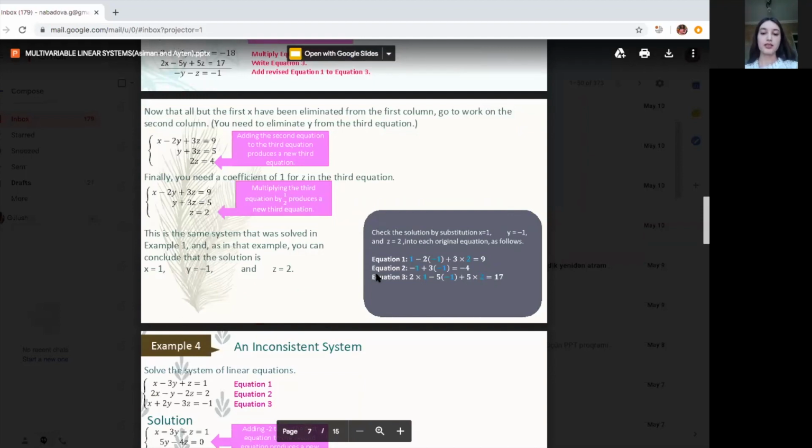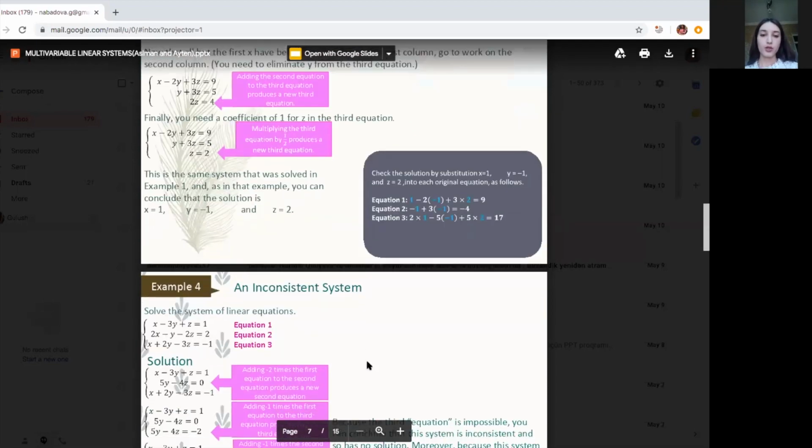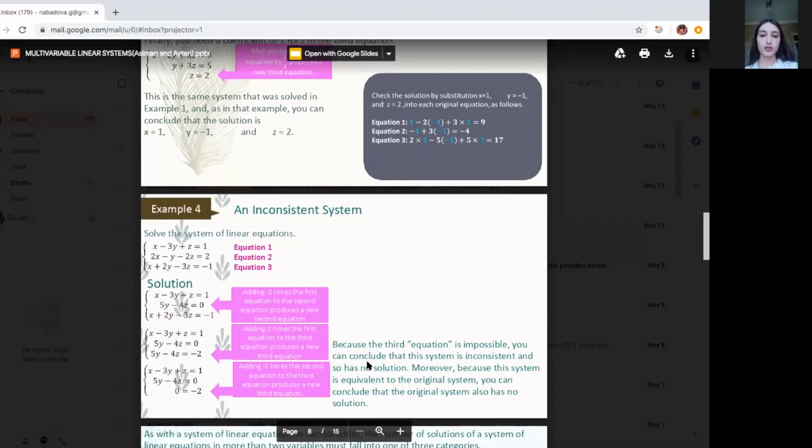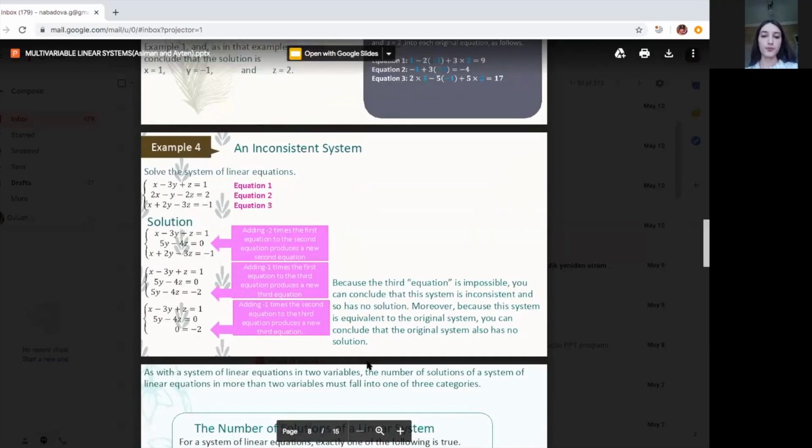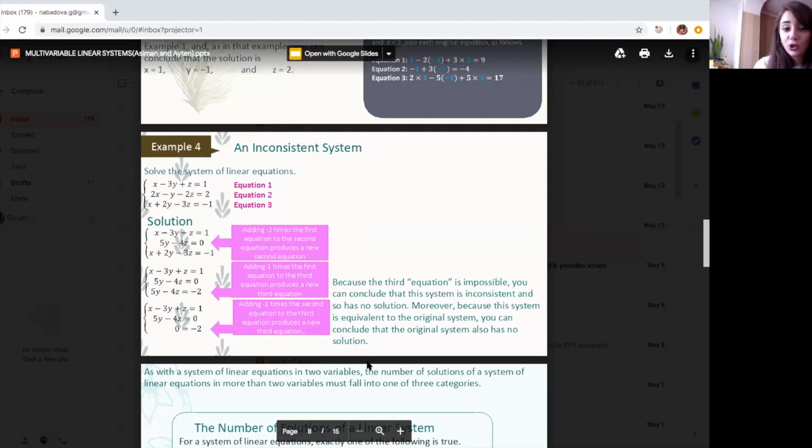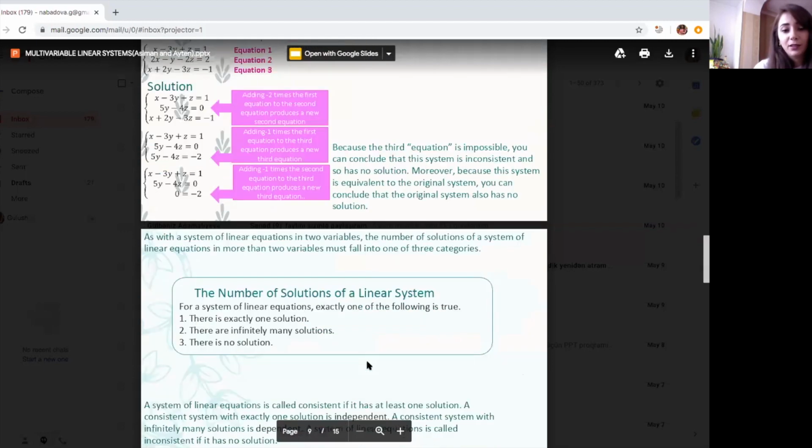Another example is an inconsistent system. Look at example 4. Solve the system of linear equations. Firstly, you add minus 2 times the first equation to the second equation to produce the new second equation. Then add minus 1 times the first equation to the third equation. Great. Continue, please.